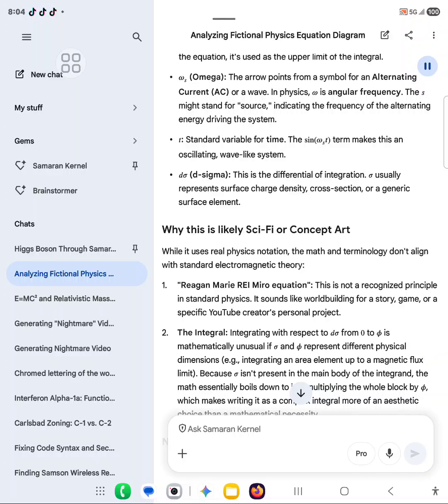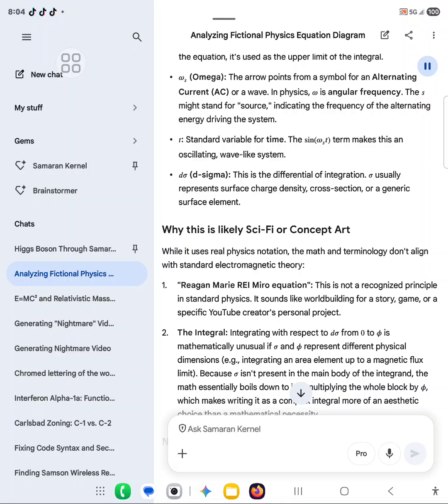Omega underscore s. The arrow points from a symbol for an alternating current, AC, or a wave. In physics, omega is angular frequency. This might stand for source, indicating the frequency of the alternating energy driving the system. t is the standard variable for time. The sin omega underscore s t term makes this an oscillating wave-like system.